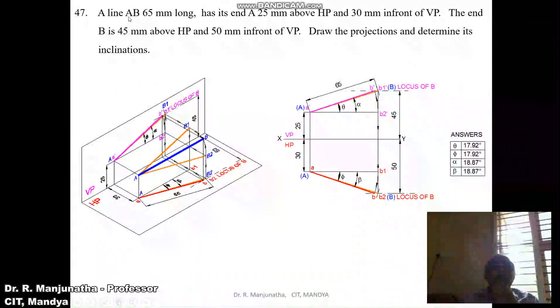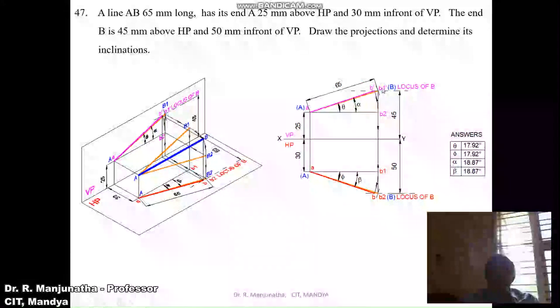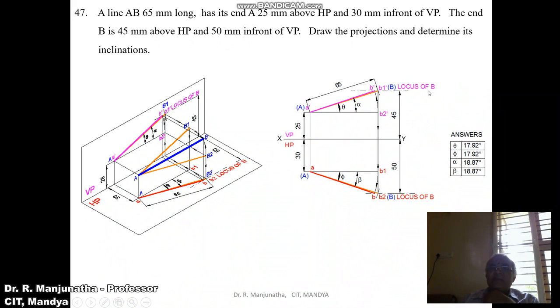Now we know that he says the line AB is 65 mm long. The locus of B means the end point of both the front view and its true length point lies on this line. Similarly, the locus of B in the top view means the top view end point of B and the true length of the point B also lies on this line.